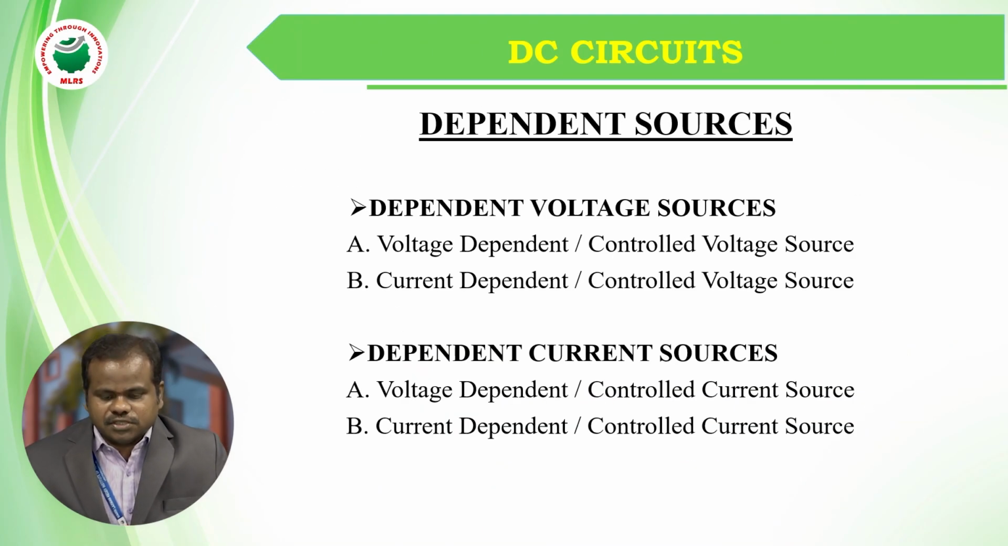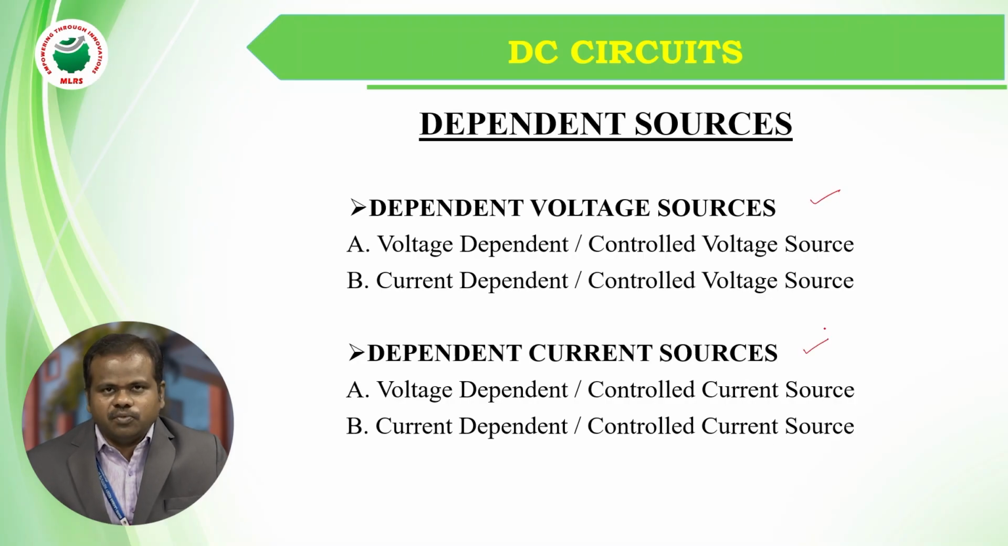Sources are also classified as dependent sources and independent sources. The previous sources that I have discussed, the ideal and practical sources, come under the independent sources because they are independent with respect to load voltage or current. Coming to dependent sources, they are classified as dependent voltage source and dependent current source.